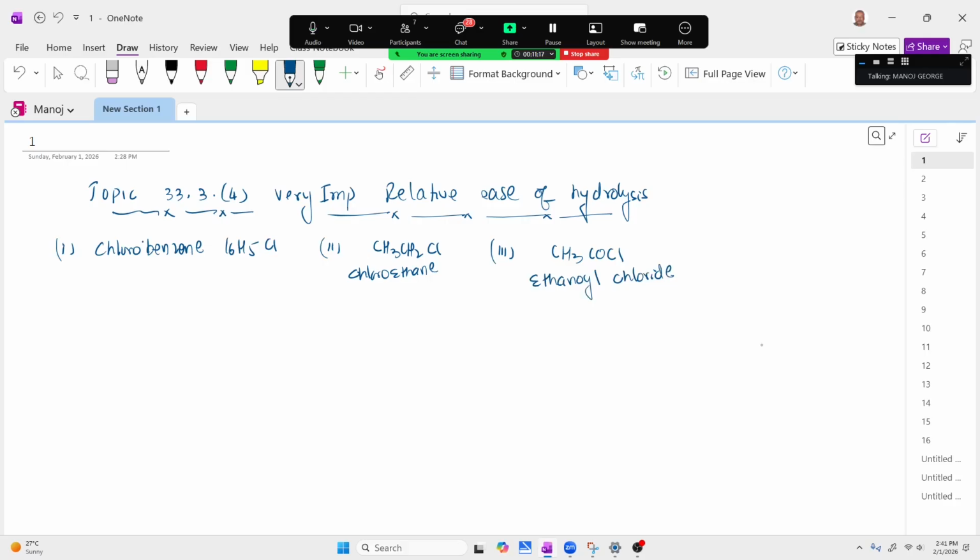So let's compare these three, and what we are trying to understand is how easy it is for us to kick out the Cl and bring the OH. And as I mentioned, this is one of the very repeated exam scenarios as well.